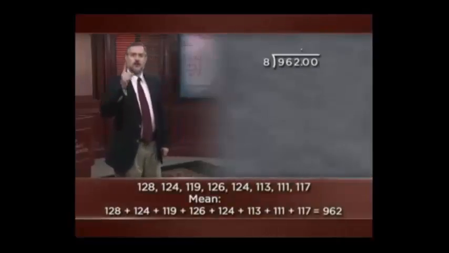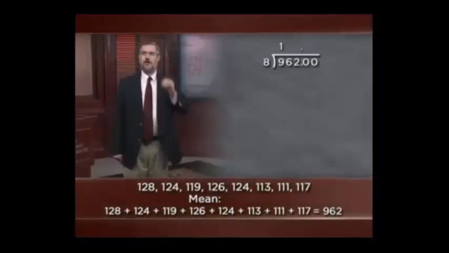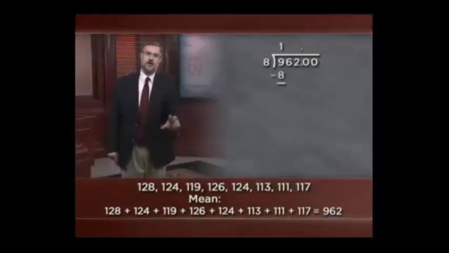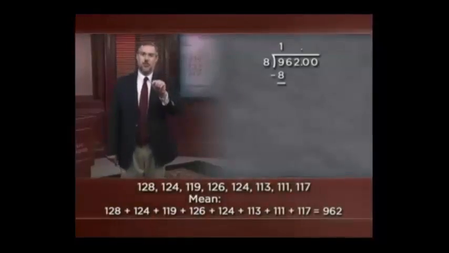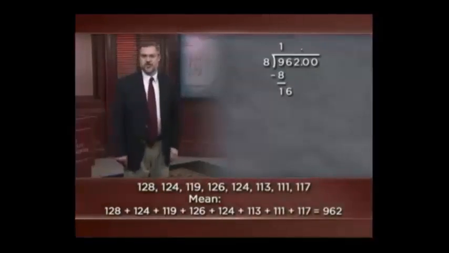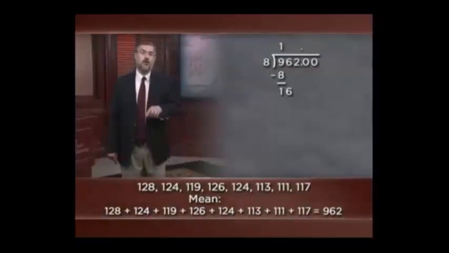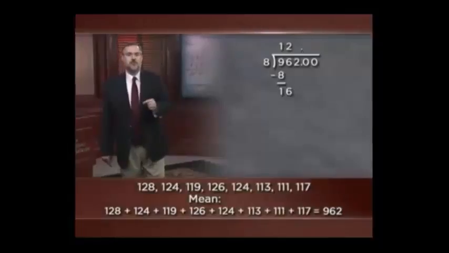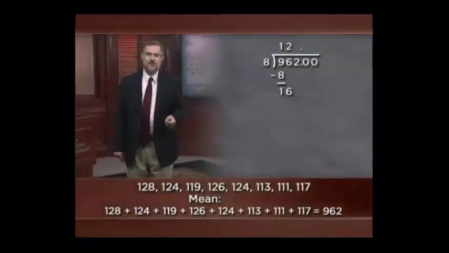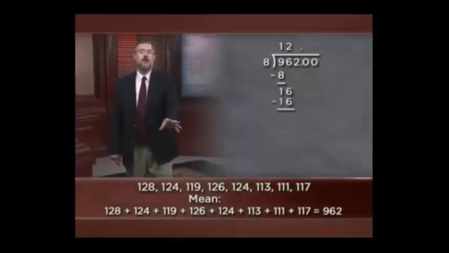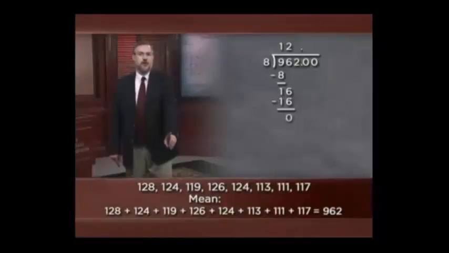8 goes into 9 one time, and so we put a 1 above the 9 in the answer section, and we subtract an 8 from the 9 in the work section. That gives me a 1 when I do 9 minus 8, and then I drop down the next digit, which is a 6. 8 goes into 16 exactly 2 times, and so I'm going to put a 2 up in the answer section above the 6, and I'm going to put a 16 down below in the work section, and I'm going to subtract, and that gives me a 0 in my work section.